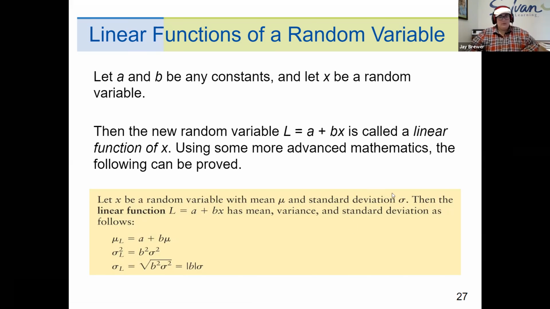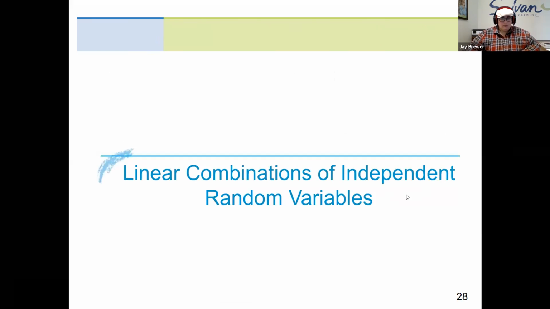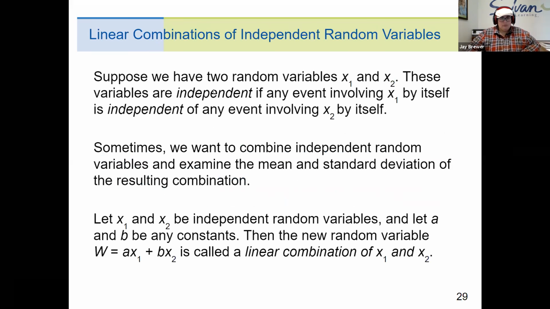Obviously it makes sense that you can have a linear form for some of our outputs and experiments and whatnot. Linear combinations of independent and random variables. Suppose we have two random variables, x sub 1 and x sub 2. This will end up being in your homework.